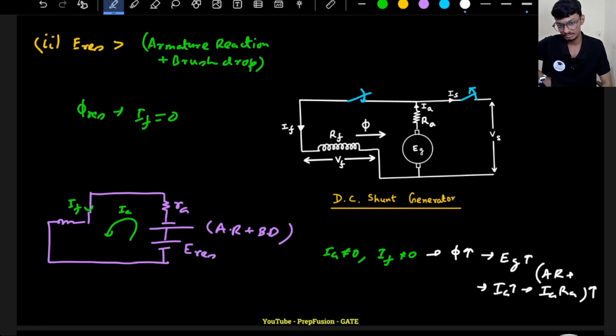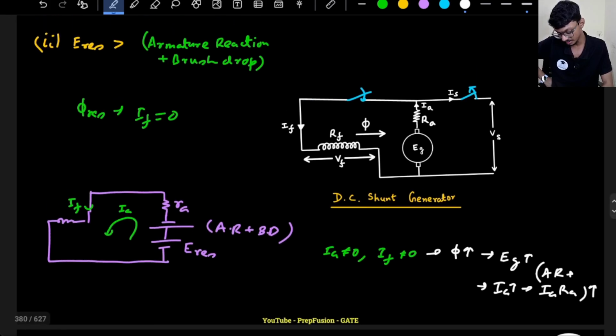What will be the steady state point? That is what we will discuss, right? What is the steady state point? Here the steady state point will be the point at which it coincides with the RF line.